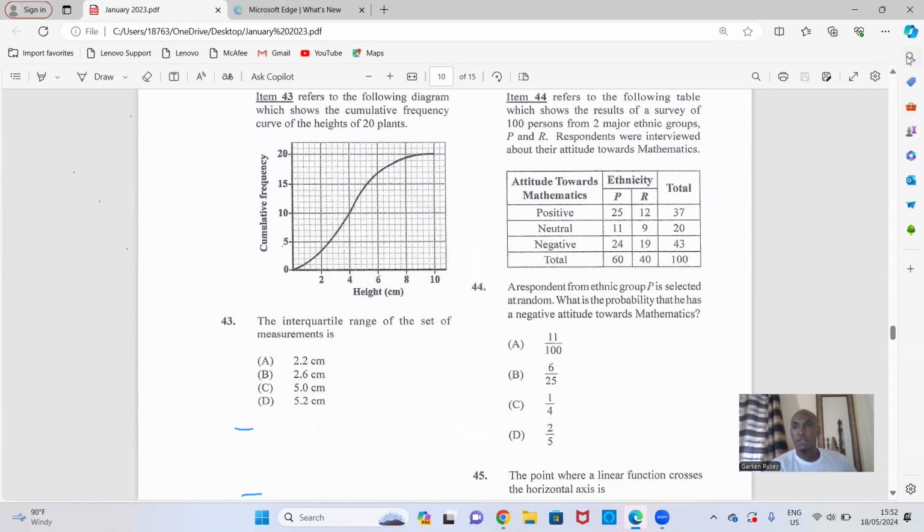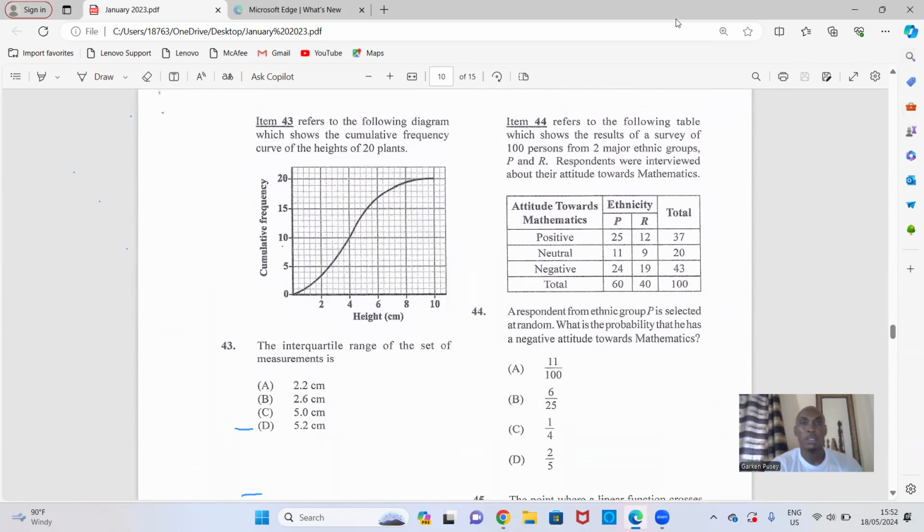So question 43. Item 43 refers to the following diagram, which shows a cumulative frequency curve of the heights of 20 plants. Now the interquartile range is going to be the difference between the upper quartile and the lower quartile. So let me just show you.